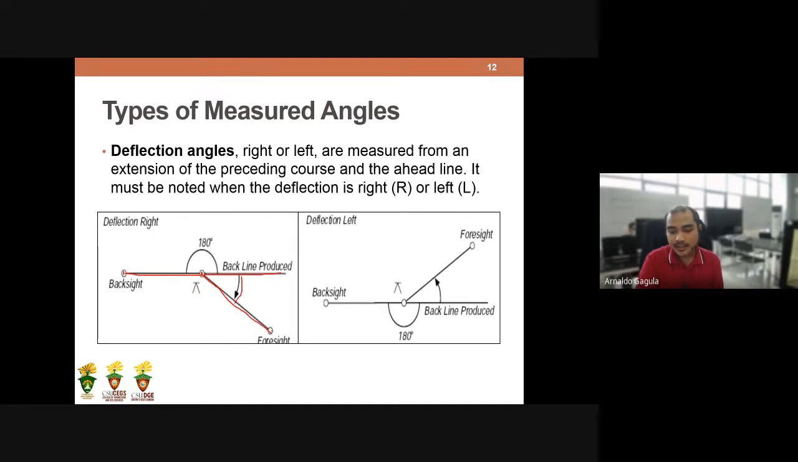So this angle is what we call the deflection angle. It can be left or right, no? So it can be deflection to the right or deflection to the left. In this example, it is deflection to the right. And for deflection to the left, it is the same: backsight, station observed, and foresight. Then if we extend this line toward your next station, this angle is what we call the deflection angle, but to the left.